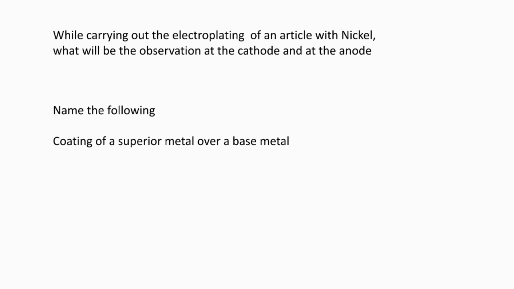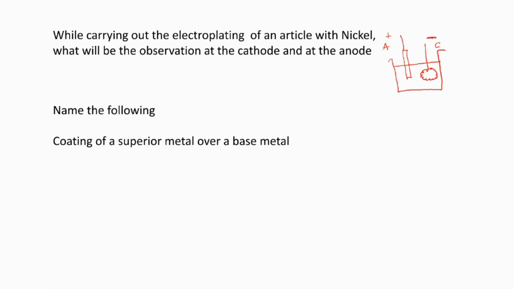Easy. Now see this question. While carrying out the electroplating of an article with nickel, what will be the observation at the cathode and at the anode, they are asking? So while getting a question like this, we will draw an electrolytic cell in which the article to be plated should always be connected to the negative terminal of a battery, or it should be kept as a cathode, and the metal to be plated should be connected to the positive terminal of a battery, or that should be kept as the anode. Okay, but they are asking what is the observation at the cathode and anode.